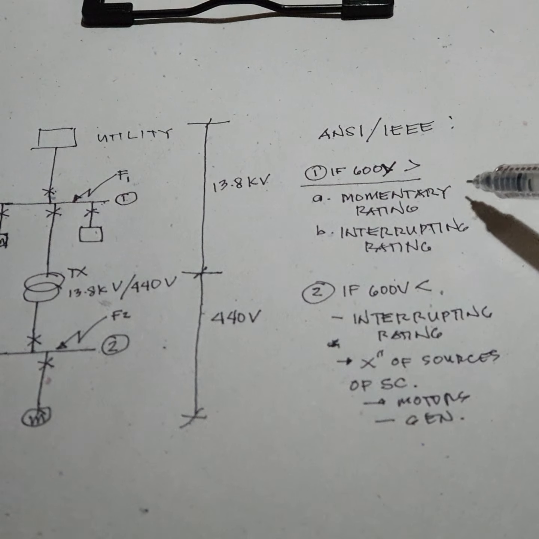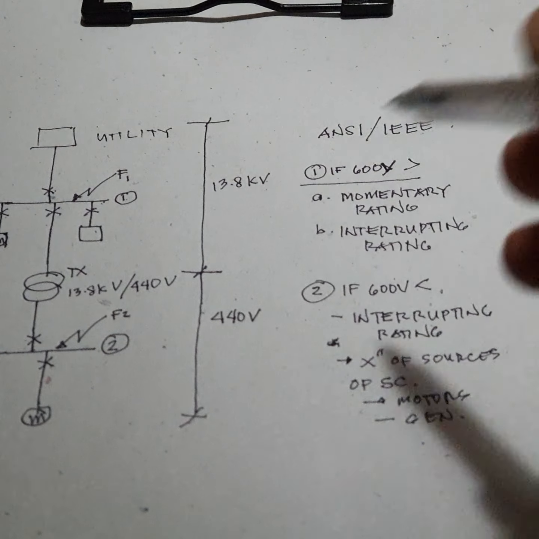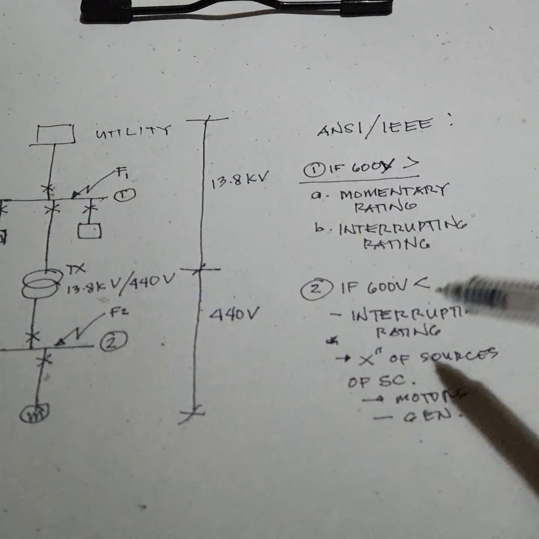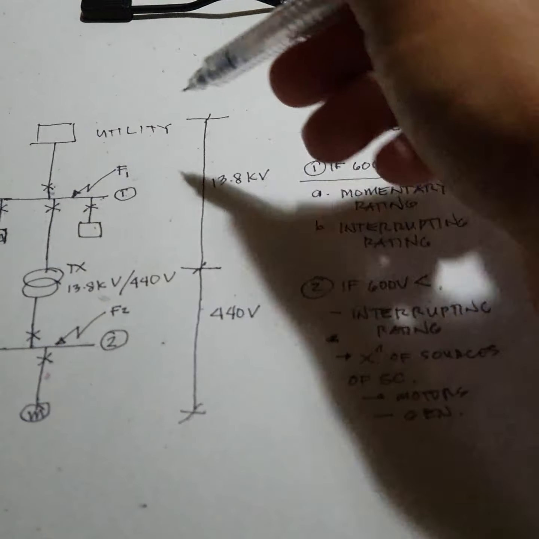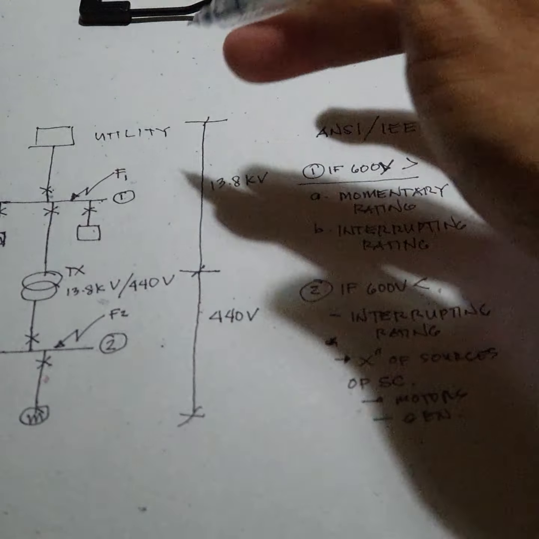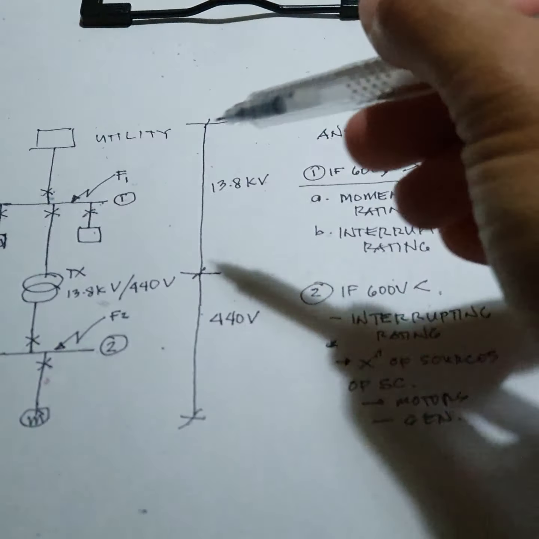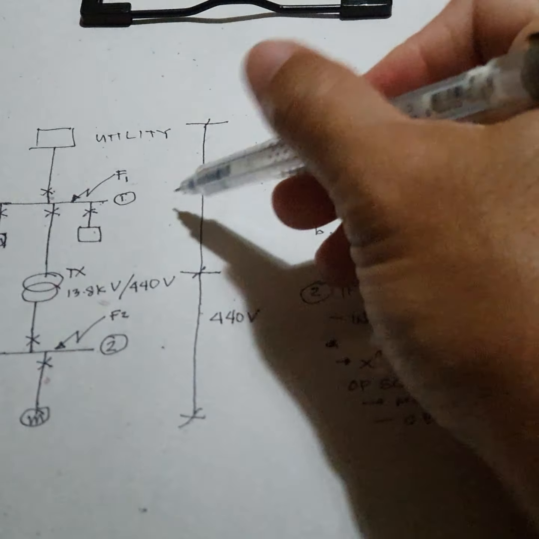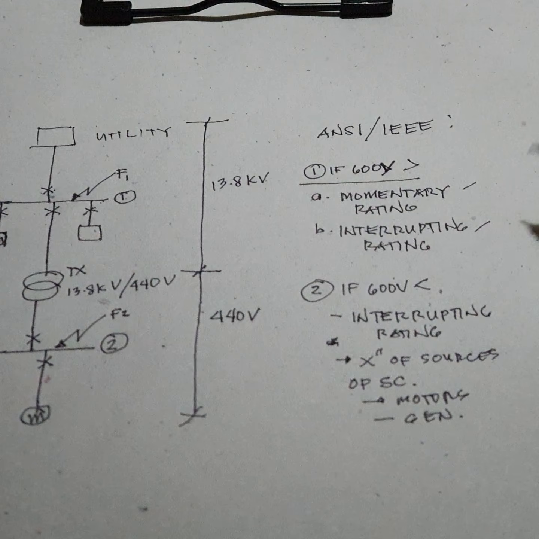Okay, so once again, if the voltage is more than 600 volts, you need to determine the momentary rating and also the interrupting rating. If it is 600 volts or less, you need to determine only the interrupting rating. Okay, so here in this power system, the protective devices here are more than 600 volts, so you need to determine the momentary and interrupting rating.